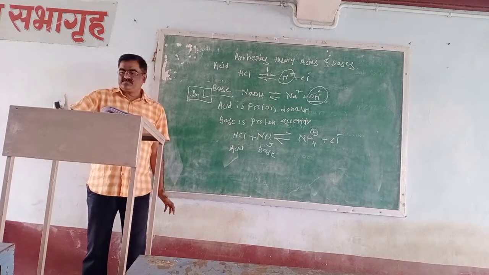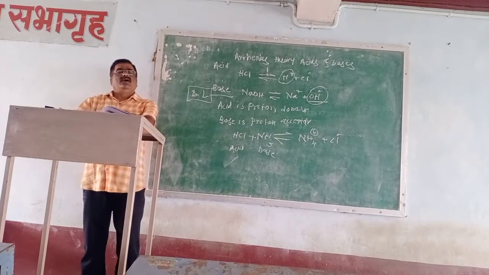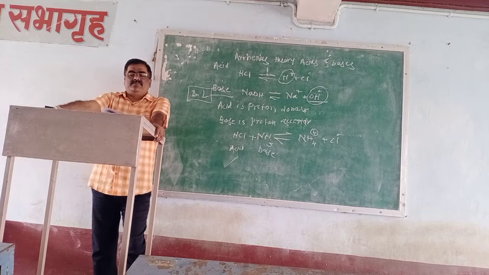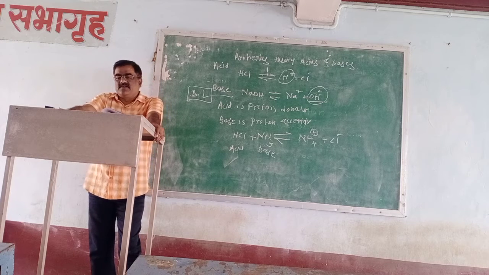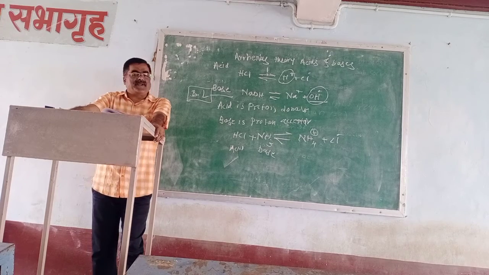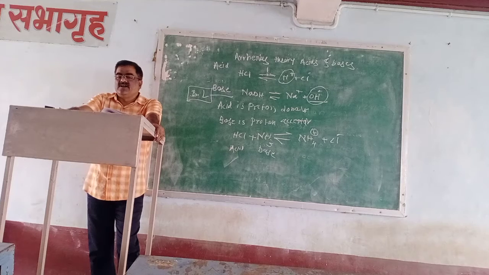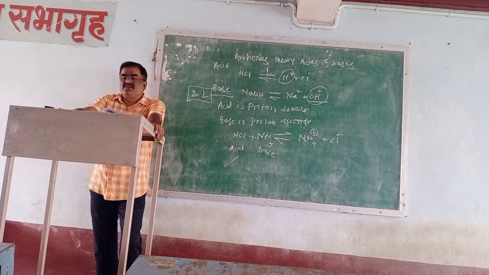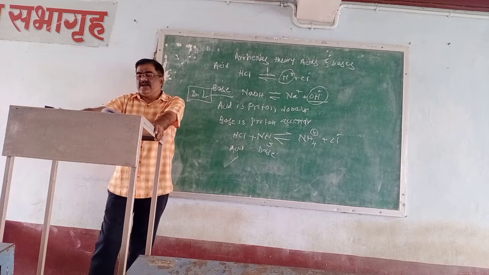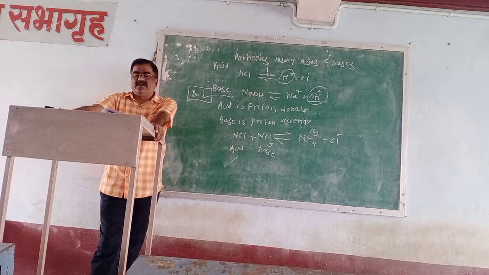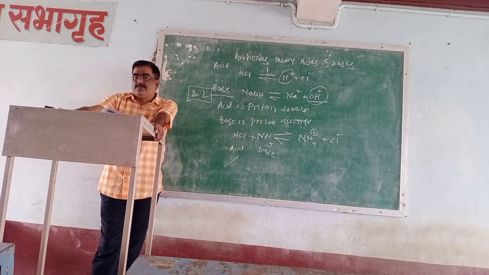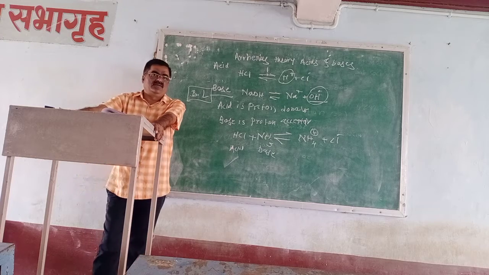Then about the Lewis theory. A more generalized acid-base concept was put forth by Lewis in 1923. According to this theory, acid is any species that accepts a share in an electron pair, called the Lewis acid. While the base is any species that donates a lone pair of electrons.